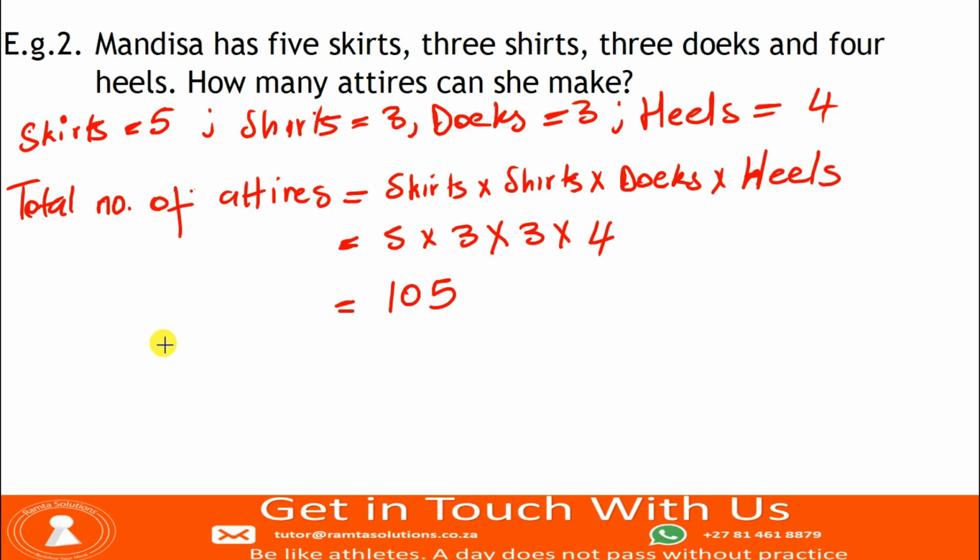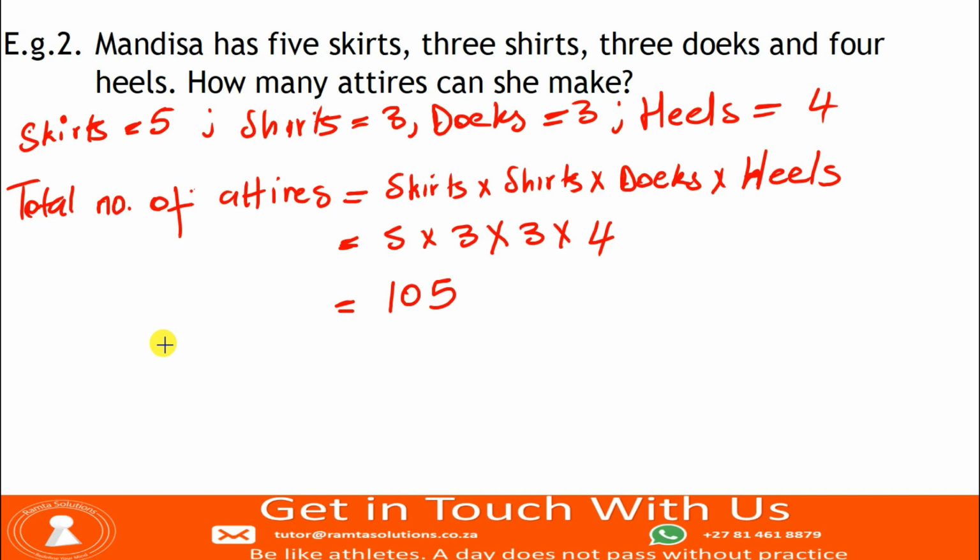So when you look at this question, what it means is that on 105 days of the year, when she decides to rock all these, she will be wearing different things. I don't know the kind of skirts she has, but she has 105 combinations. Okay, she has 105 ways in which she can wear all these clothes.